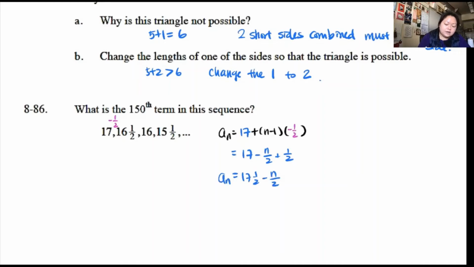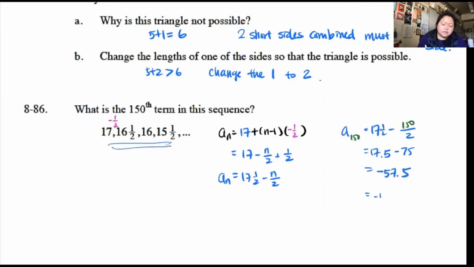Okay, now I need to look for the 150th term. So a sub 150, because it's looking for the 150th term, is 17.5 minus 150 over 2. Well, that's not so bad. 17.5 is a little easier working with decimals in this case. Minus 150 divided by 2 is 75. So 17.5 minus 75, I would get a negative number, negative 57.5. But to make sure I keep with the same idea of the original sequence, I'll just rewrite that as negative 57.5.